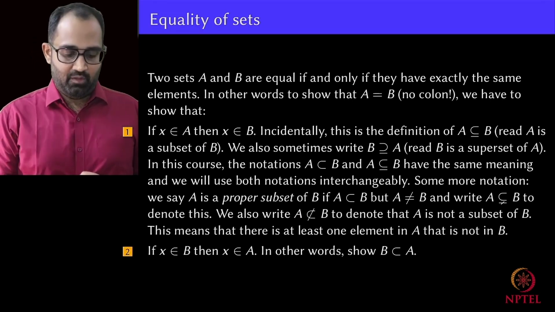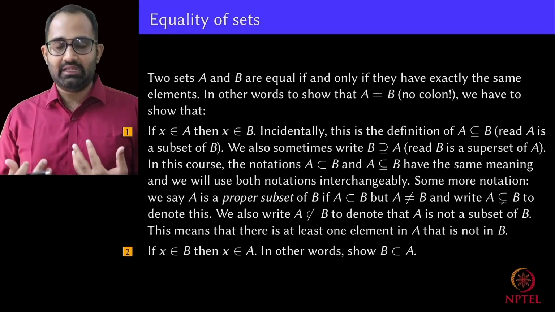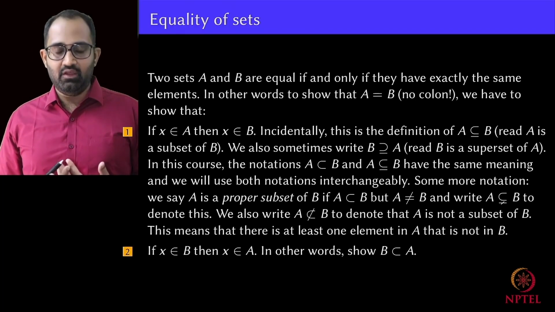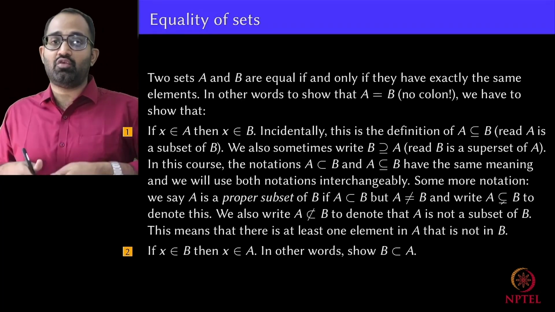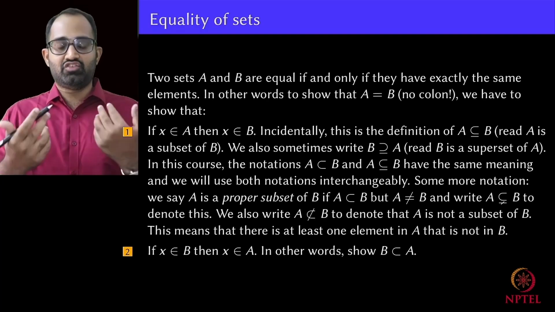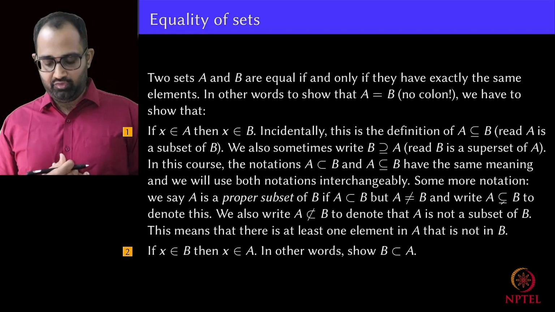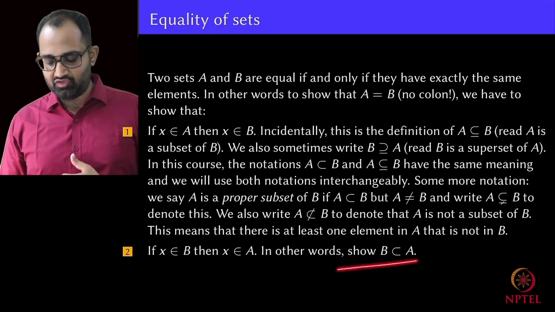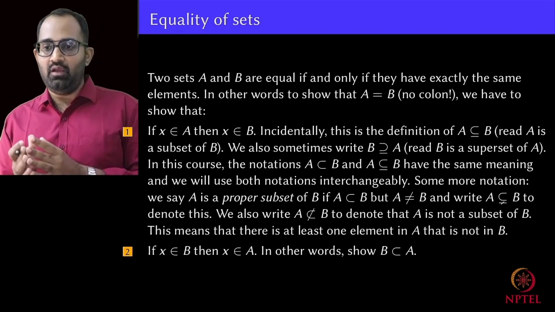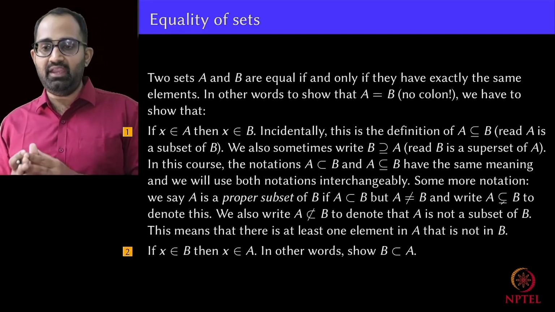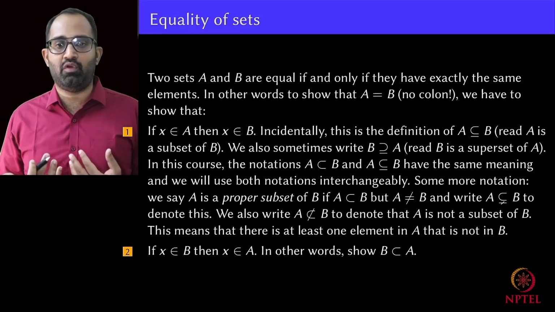Now, that is just one. How to show that two sets A and B are equal: you have to show that they have exactly the same elements. So you have to show that if x is an element of A, then x is an element of B, and you'll have to show the converse as well. So you have to show that if x is an element of B, then x is also an element of A. In other words, you have to show B is a subset of A. So to show that two sets A and B are equal, you have to show that A is a subset of B and B is a subset of A. I'm sure you have done this several times in your life before in high school.